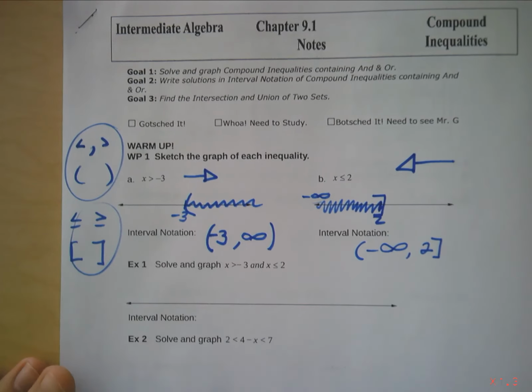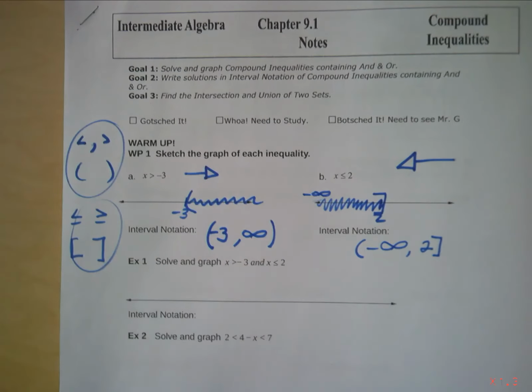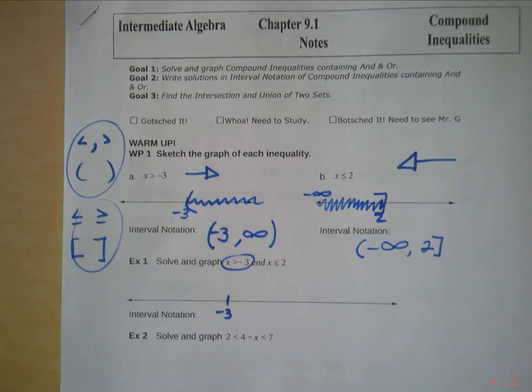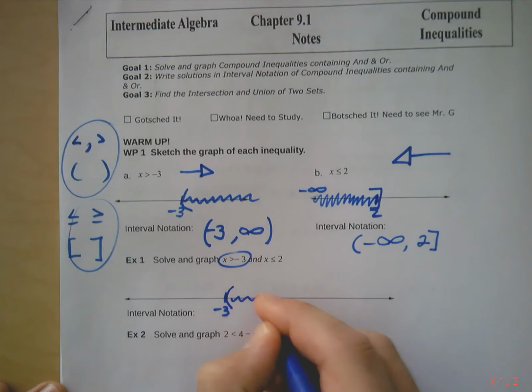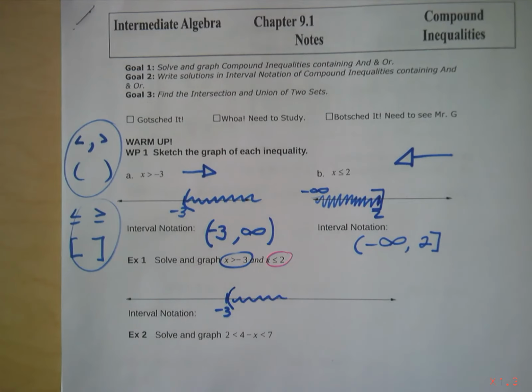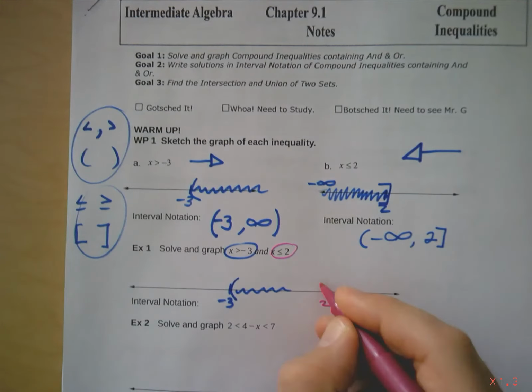So now we have an and. Solve and graph x is greater than -3 and x is less than or equal to 2. So here is -3. I'm going to put -3 over here. Parenthesis or bracket? Parentheses. Left or right? Right. So this is shaded to the right. Awesome. Then we do the next one. 2. We know 2 is on this side, right? So that's half the battle, making sure you put your negatives on the left and positives on the right on a basic number line. And that is a bracket to the left.